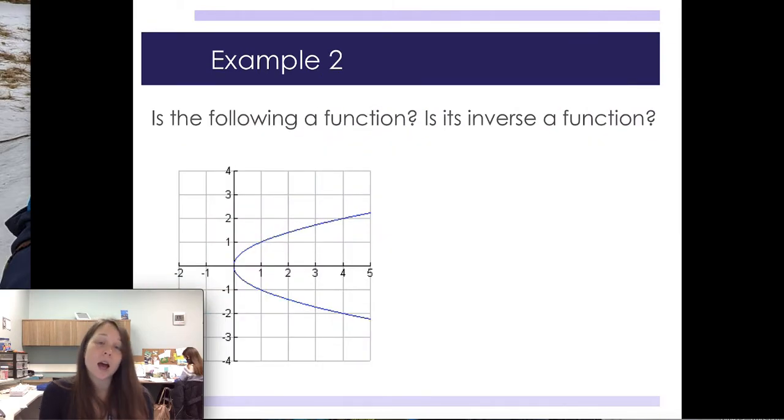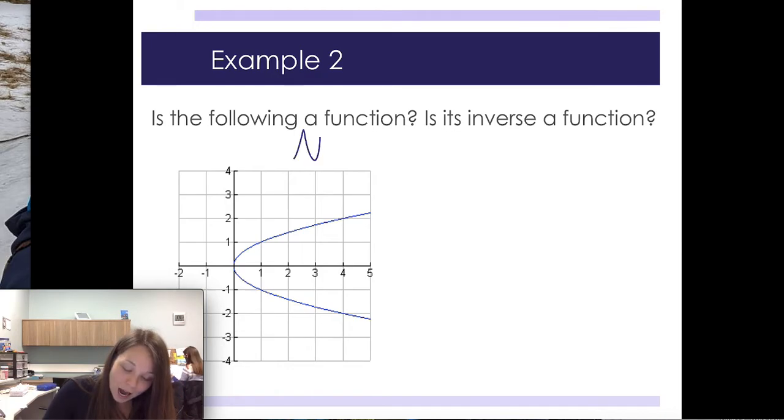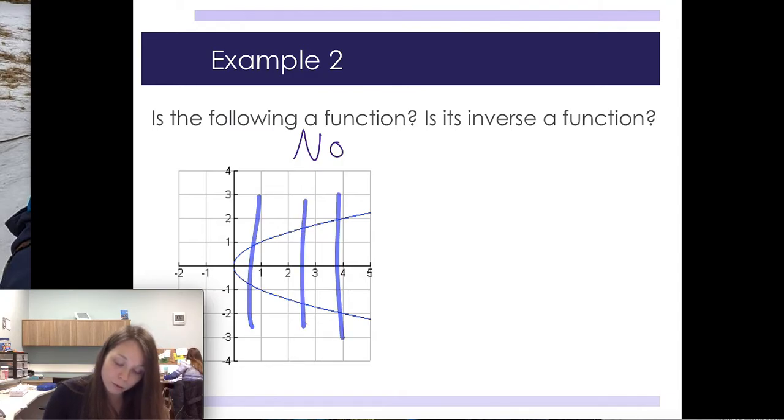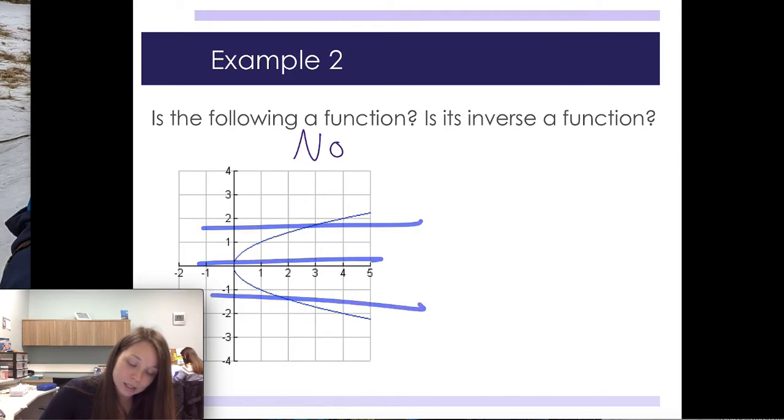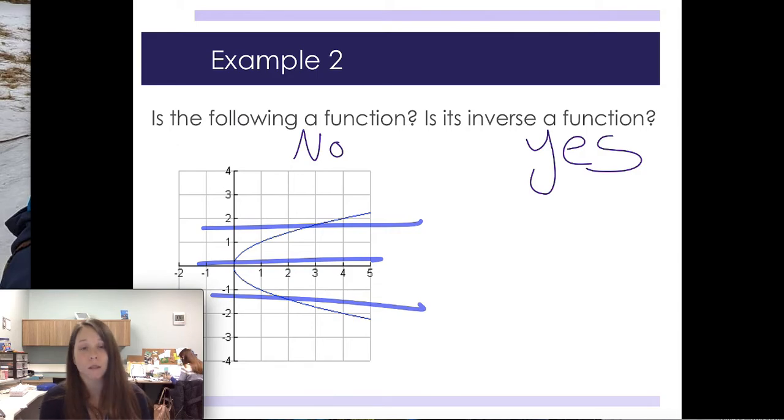Example 2, is the following a function, and is its inverse a function? Pause the video, try this one on your own, then press play to see the answer. We can say that this one is not a picture of a function, so no, because when I draw a vertical line through this, it's crossing at more than one point of the graph on that vertical line. But if I were to draw horizontal lines, I could say yes, its inverse is a function because the horizontal lines only cross one point on the graph at a time.